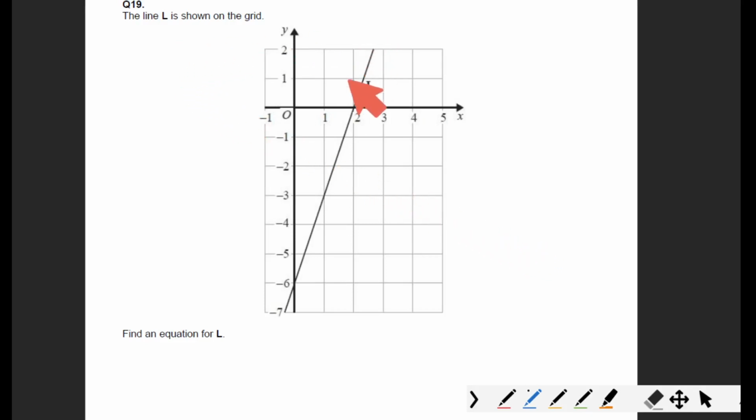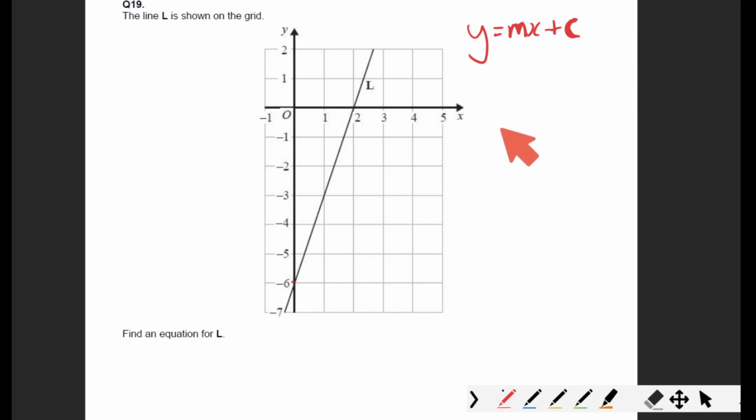Right, it's a line. Find the equation of the line. Equation of a straight line. We're thinking about y equals mx plus c, which represents a straight line. So what we need to do is work out the value of m, the gradient, and the c, the y-axis intercept.